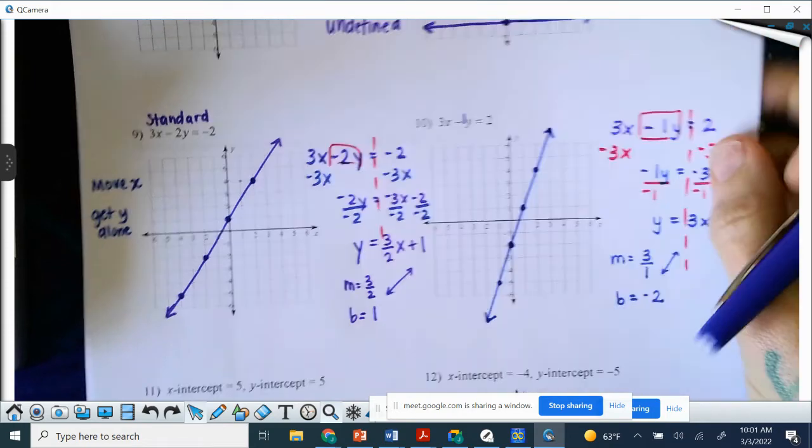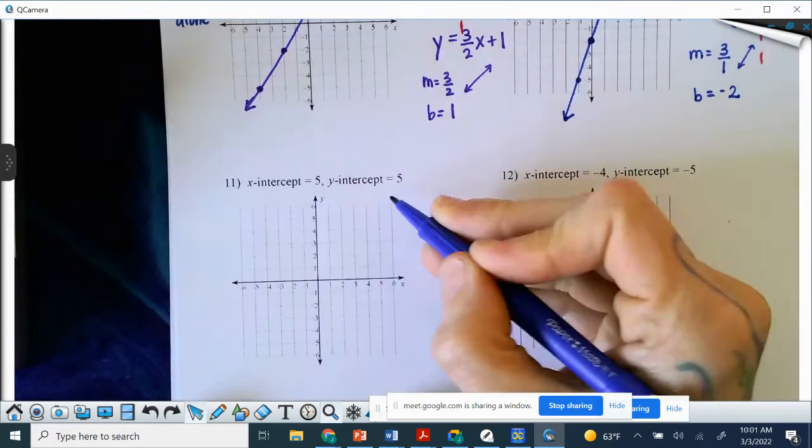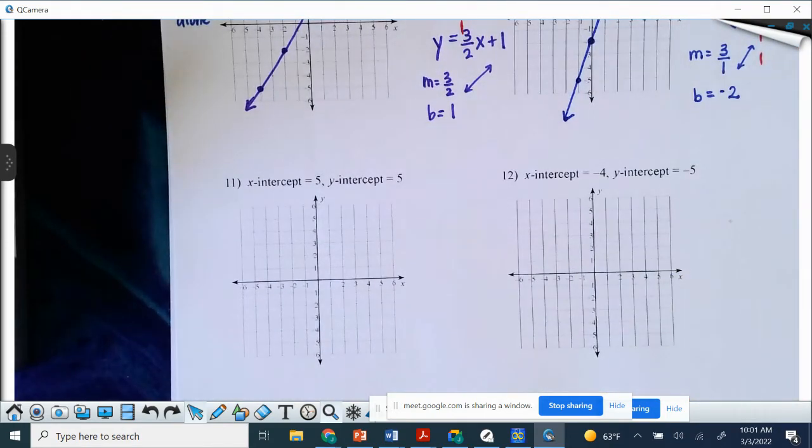Now, with that said, if given an x-intercept and a y-intercept, that's 2 coordinates. And all you really need to graph a straight line is 2 coordinates, because then you get a rise and a run, and you can put arrows on the end and you're rocking and rolling.